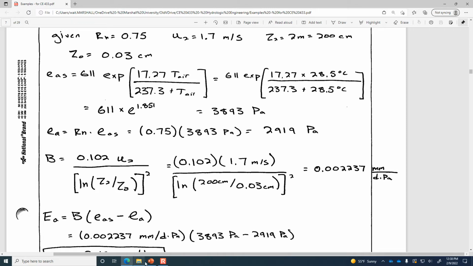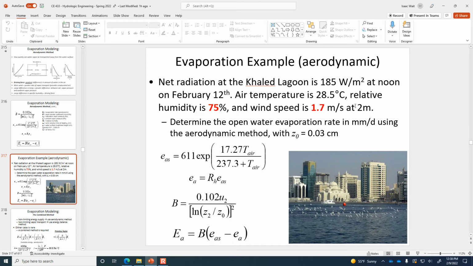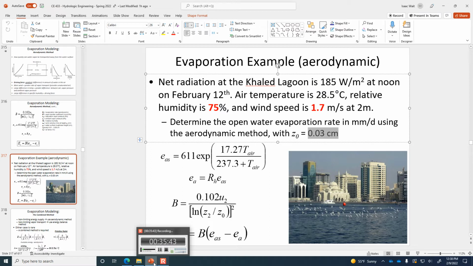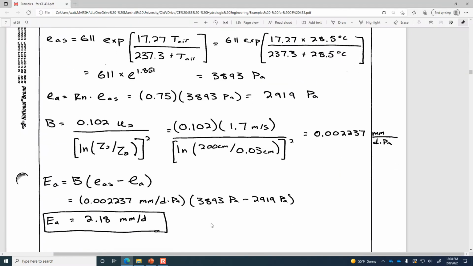And so in the example, it said that we've measured the wind speed 2 meters above the water surface. Of course, the wind speed is going to be higher at a greater altitude, but we're going to measure what wind speed there is at 2 meters and then also take a look at the average wave height. And here it's 0.03 centimeters. And so substituting that in altogether, the aerodynamic method predicts that there's 2.18 millimeters per day.